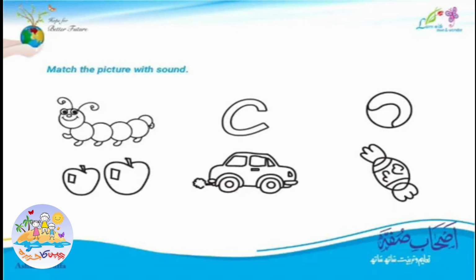What is the initial sound of ball? Is it K? K ball? No. K apple? No. K car? Yes, it is. K car. Then match the car with K.